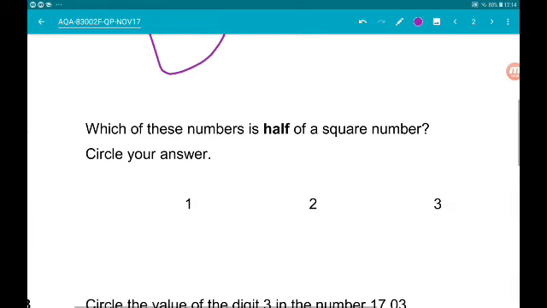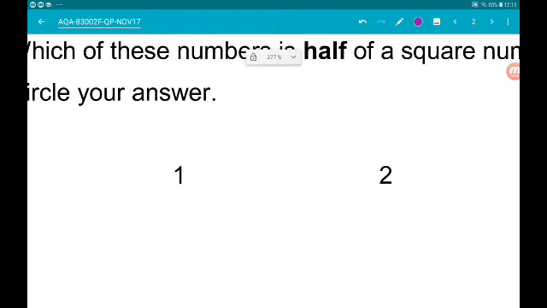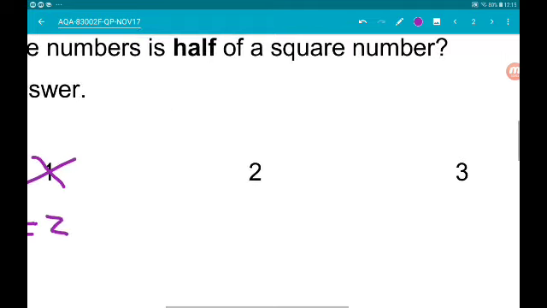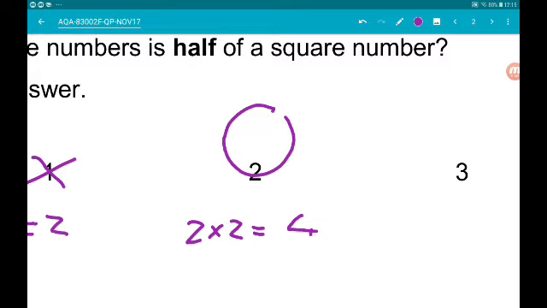Which of these numbers is half of a square number? So that means for one of these, if we double it, we get a square number. So 2 times 1 is 2, which isn't square. 2 times 2 is 4, which is square. 2 is our guy.